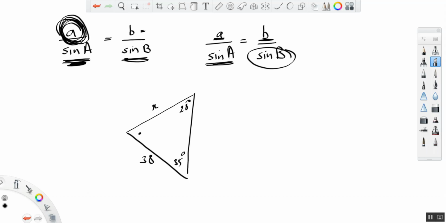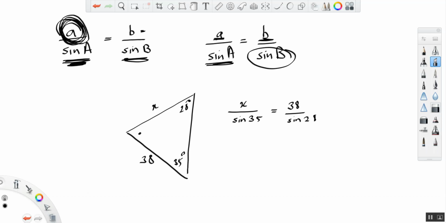So if we were using the sine rule, we'd write it up like this: x on sine 35 is equal to 38 on sine 28, and we'd go from there. Okay, so that's when to use the sine rule.